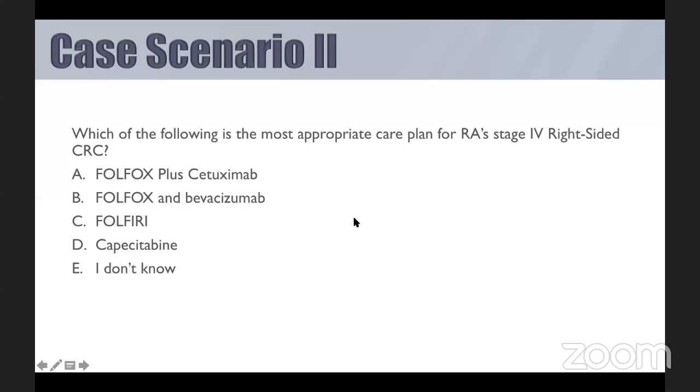Okay, we have here most of you answered FOLFOX plus Avastin, FOLFOX plus cetuximab. The correct answer is FOLFOX plus Avastin, and we're going to know why in a minute.